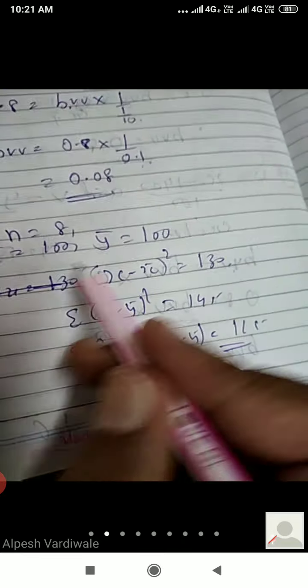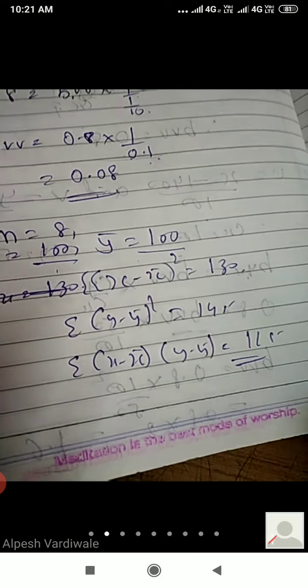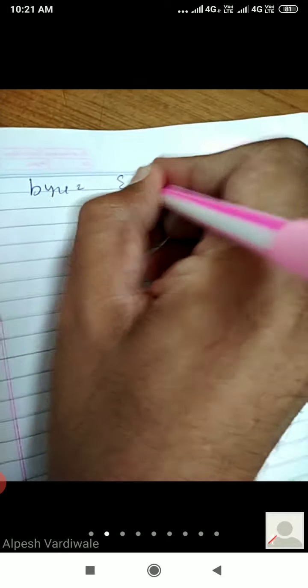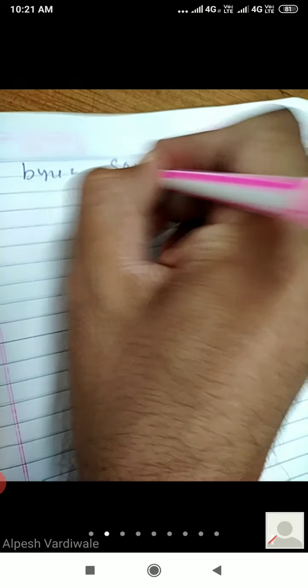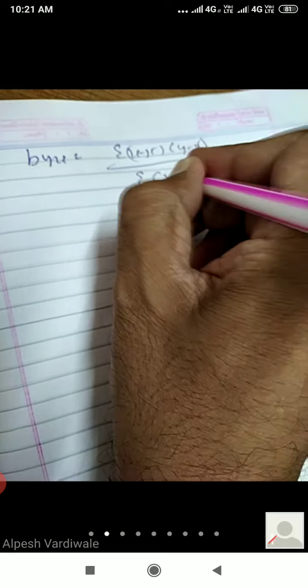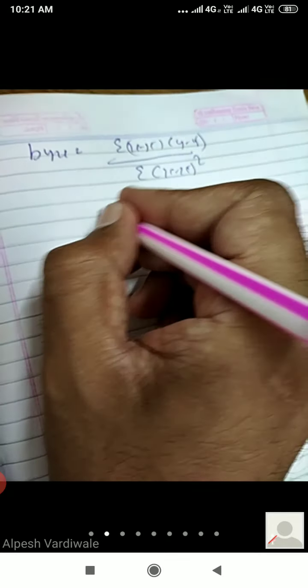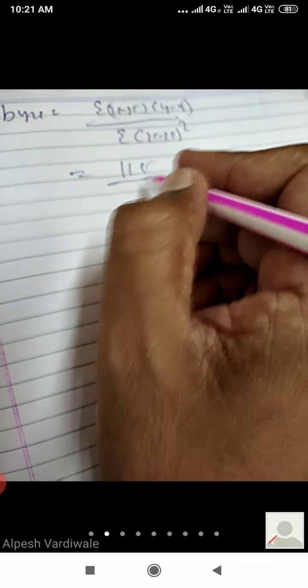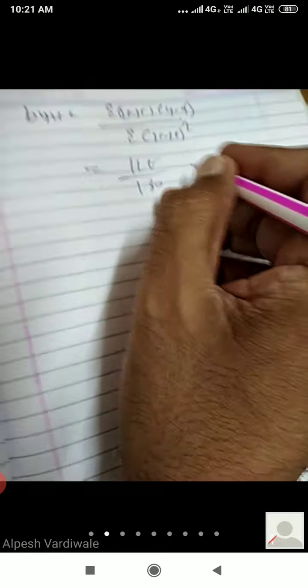Okay, so now see here, यहाँ पे जो आपका x bar है, that is in round figure, not in decimal. So formula number 1: byx equals to sigma x minus x bar into y minus y bar divided by sigma x minus x bar whole square. So here value is 115 divided by sigma x minus x bar whole square, that is 130. What is the answer here?